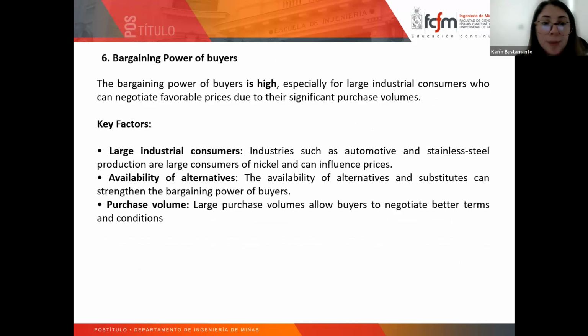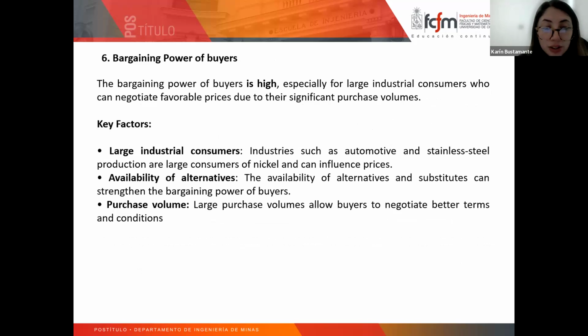Next, please. Bargaining power of buyers. The bargaining power of buyers is high, especially for large industrial consumers who can negotiate favorable prices due to their significant purchase volume.